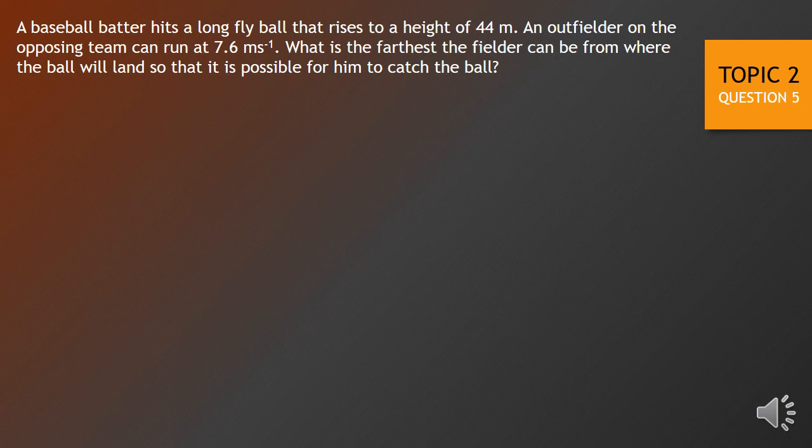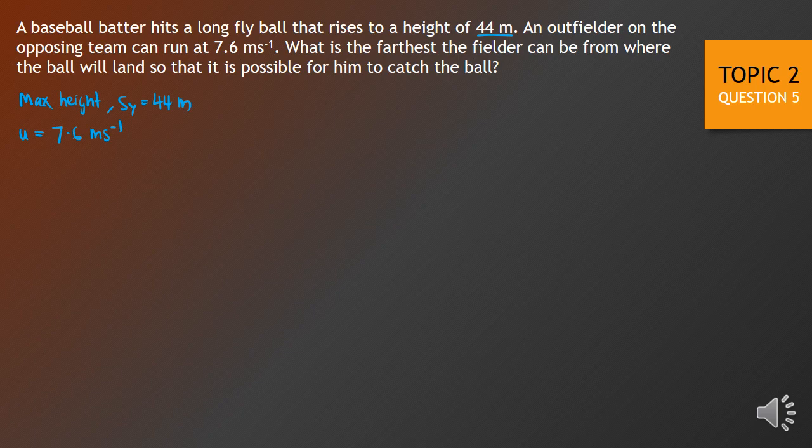So the height 44 meters would be our maximum height. We can name it as sy, 44 meters. The velocity of the opposing team is 7.6 meters per second. So how far can the fielder be from where the ball lands? What is the furthest distance? So this is the displacement.